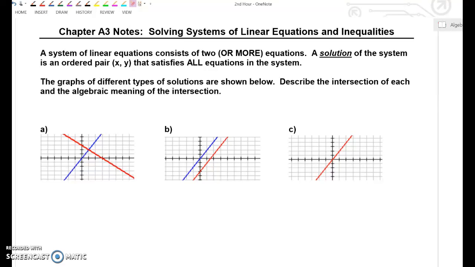If we were to graph systems, there are three specific types of systems. Type A is a system where the two lines meet at one point. This means there is one solution. And that solution, if we counted, is the ordered pair 1, 2. The x value 1, y value 2.